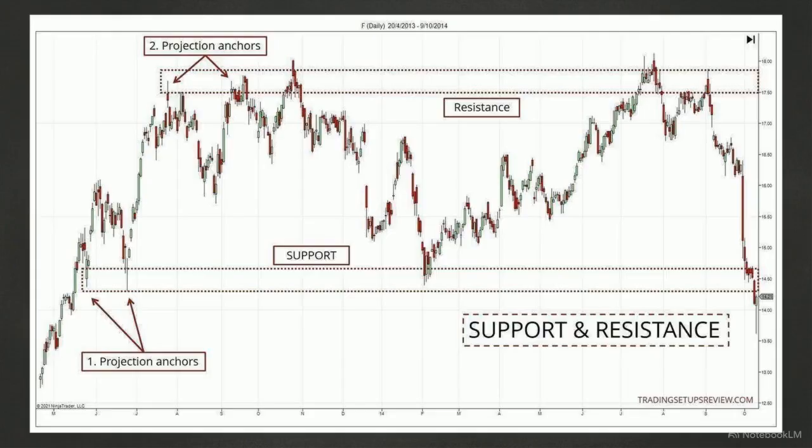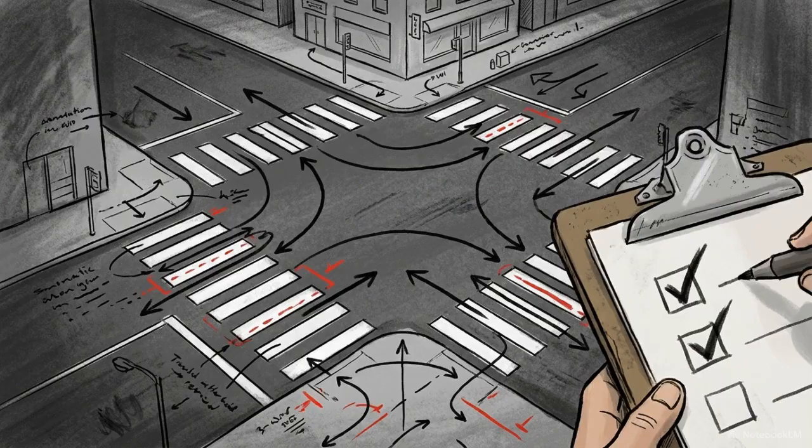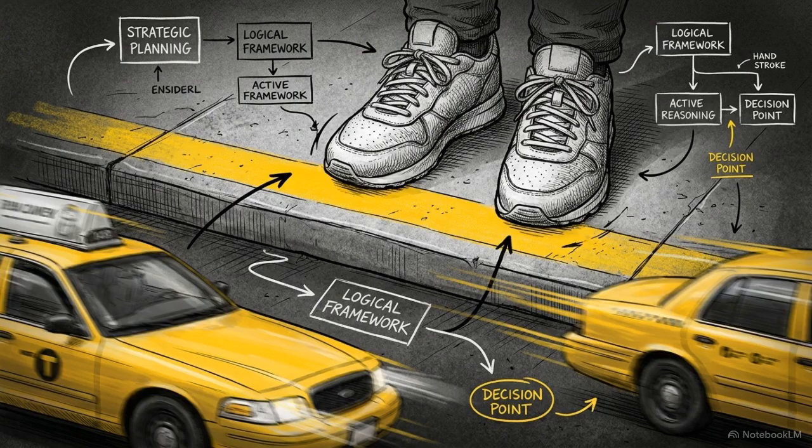This chart shows the concept of a broad setup. Look at how these rectangular support and resistance zones frame the price action. Your setup might be as simple as waiting for the price to pull back and touch one of these specific areas. Think of it like crossing the street. You have a checklist. Look left, look right, check for cars. If the conditions aren't met, you stay on the sidewalk.